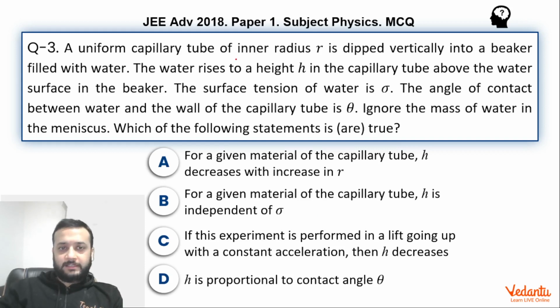Okay, so basically there is a capillary tube of radius r which is inserted in water. The water rises up till height h. The surface tension is sigma. The angle of contact is theta. We have to ignore the water inside the meniscus, and we have to comment upon the relation between h and r, h and sigma, h and gravity, and the angle of contact and h.